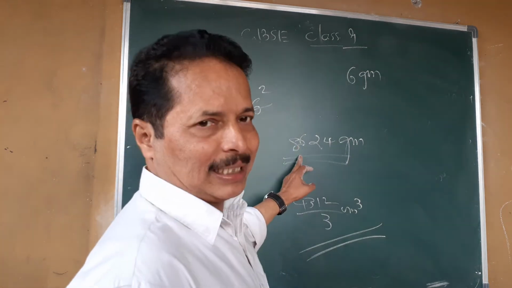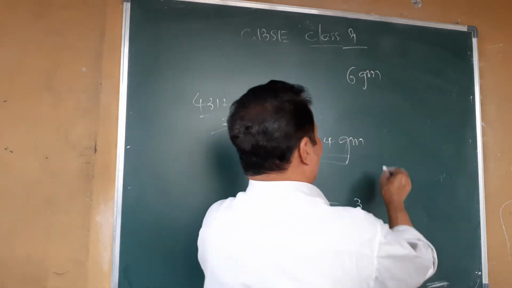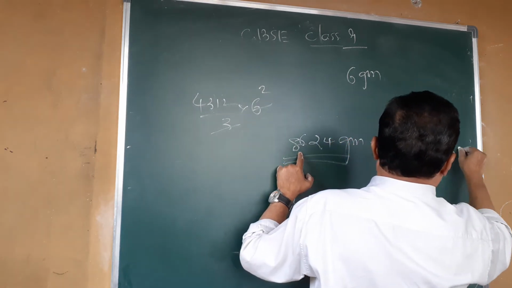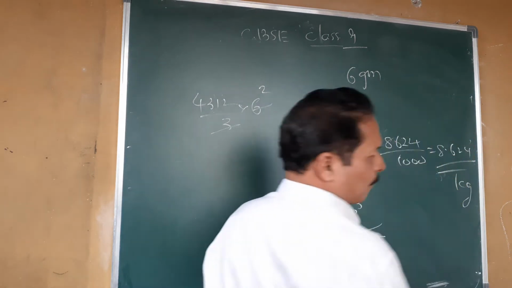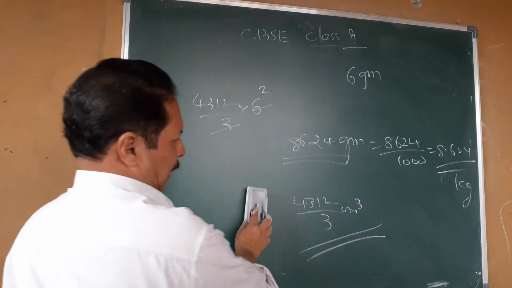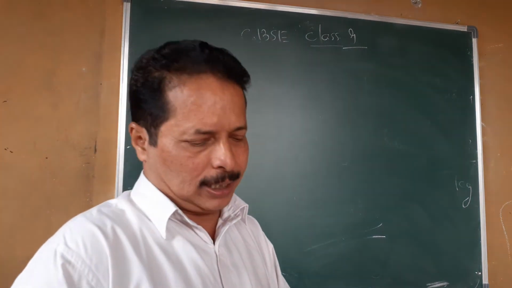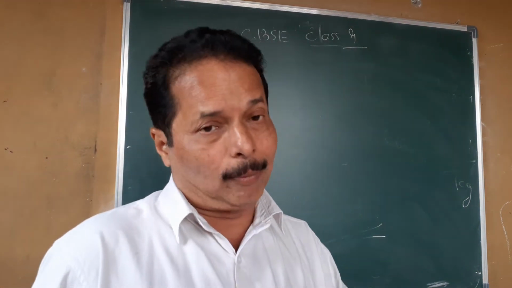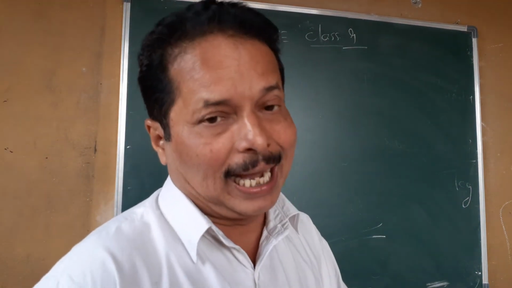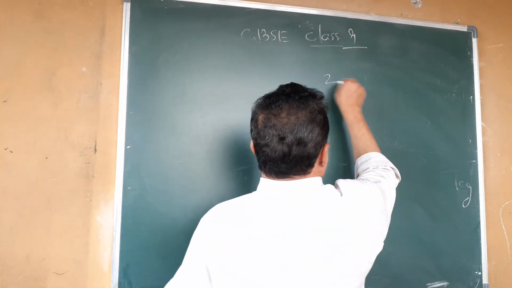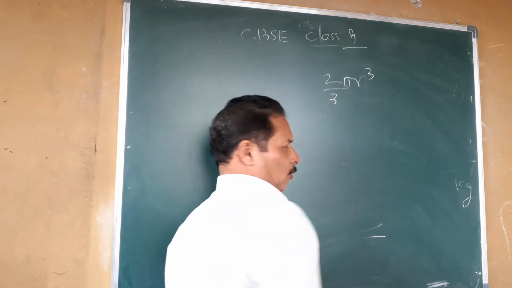If you convert into kilogram, you divide by 1000. You get 8.624 kg. That's in kilogram. So using the formula 4 by 3 pi r cube, that's it. Find the volume of a hemisphere with the diameter 42 cm. Hemisphere means the volume is 2 by 3 pi r cube, not 4 by 3.